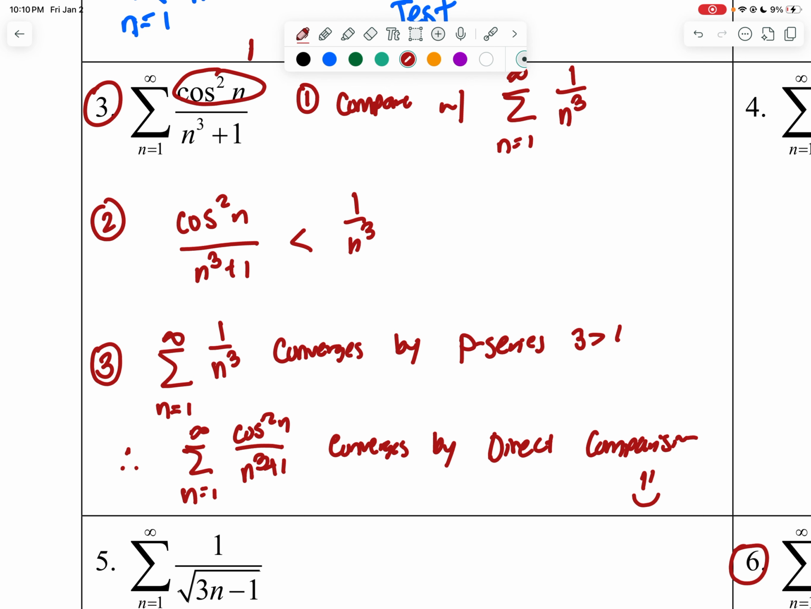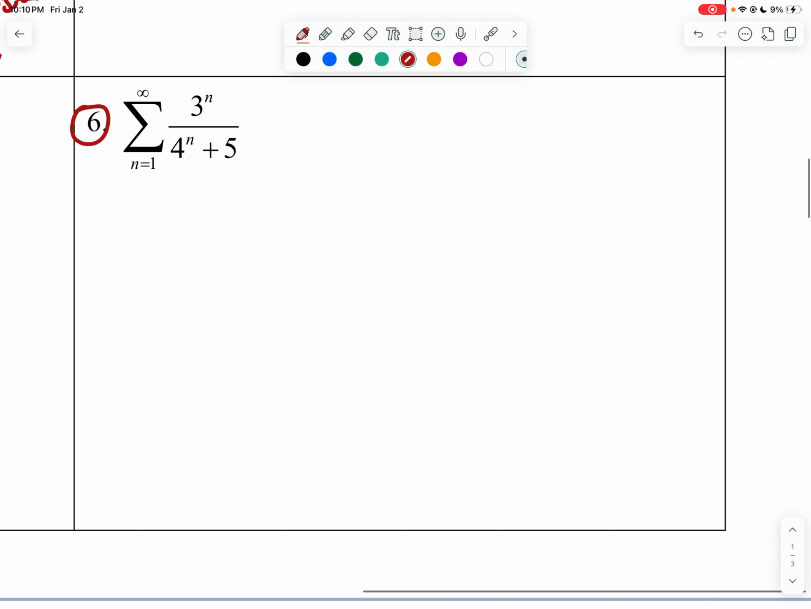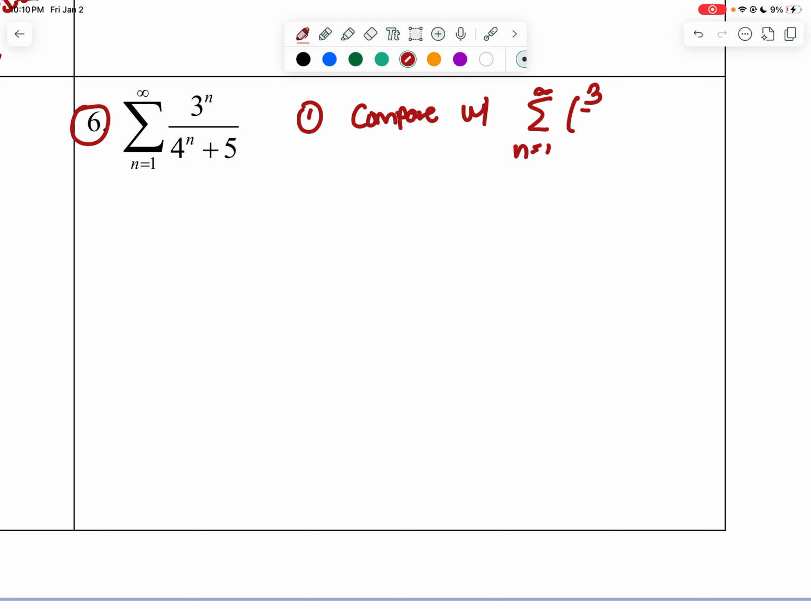All right, last one. So we have this series right here, and it kind of looks like 3 over 4 to the n. So we are going to compare with 3 over 4 to the n. And then I'm going to think about which one's bigger and which one's smaller. So if I think about this, it kind of makes sense that because we have this plus 5 right here, this right here is going to be smaller. So then whenever we are, oops, not the series, we're comparing the sequence.